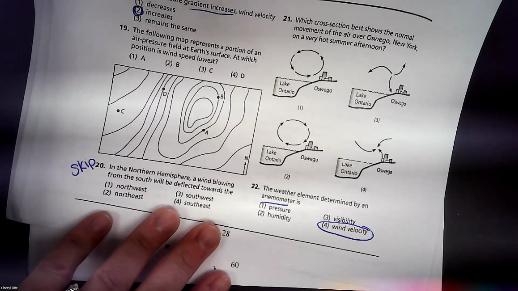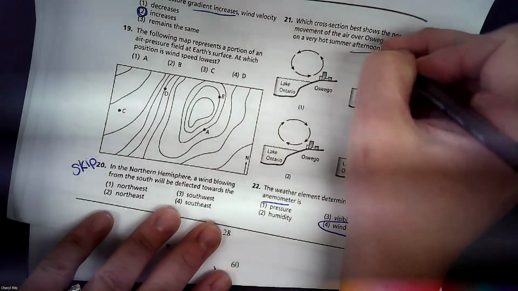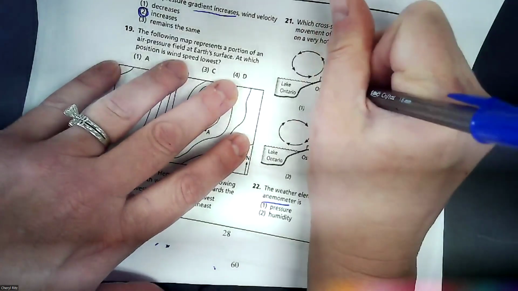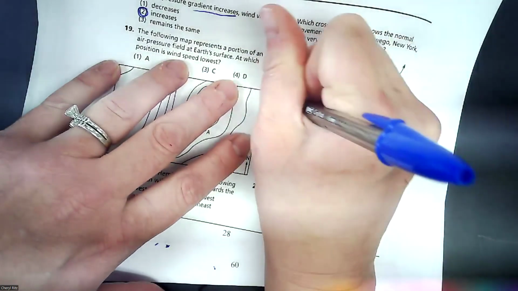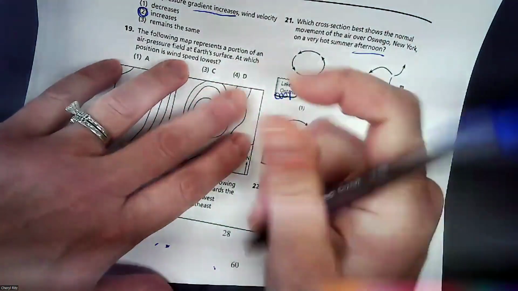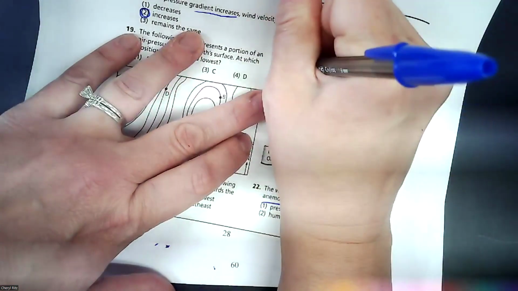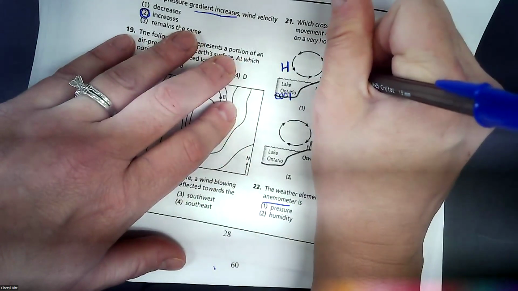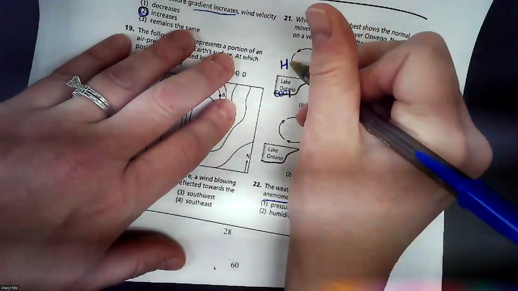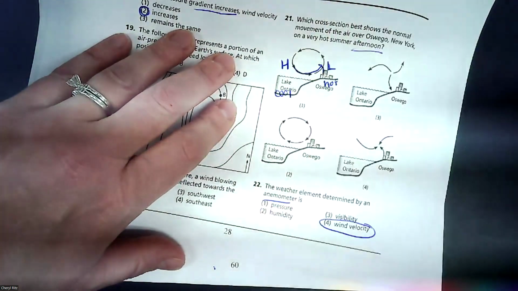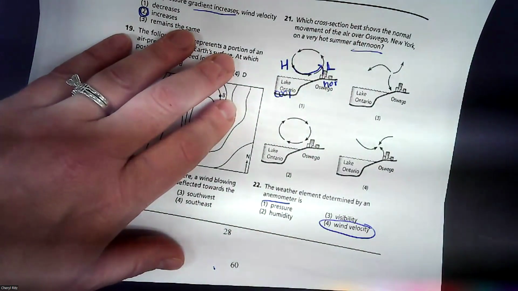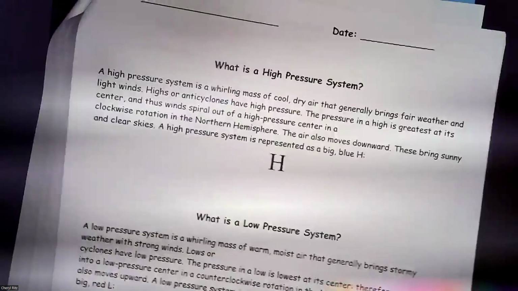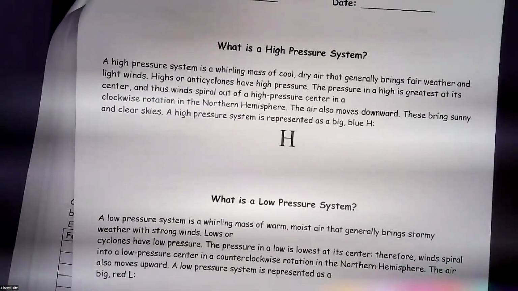So remember, on a hot afternoon, it's going to be hotter on the land, colder on the lake. Since it's cold here, we're going to have a high pressure because cold air sinks. Warm air, we're going to have that rising. So yep, the wind is going to go from the high to the low. Anyway, we are going to skip what is a high pressure system for now.